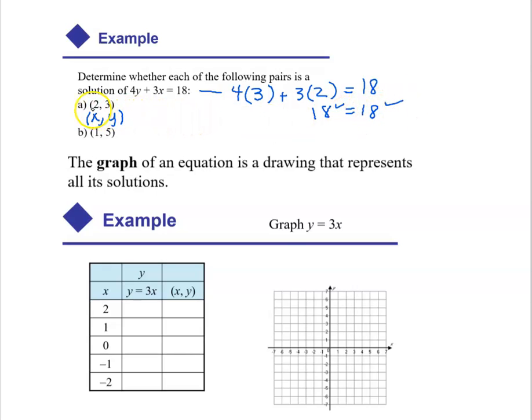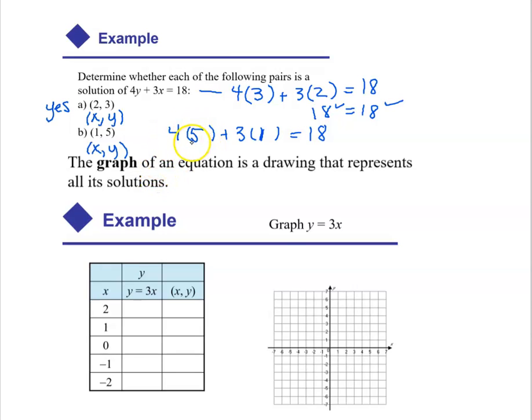So that is true. So the answer to this one is yes. Okay, we're going to do the same thing with this one. So I'm going to write my equation with blanks for the variable. This time they're saying x is 1. So in place of the x, I'm going to put 1. And they're saying y is 5. So in place of the y, I'm putting 5.